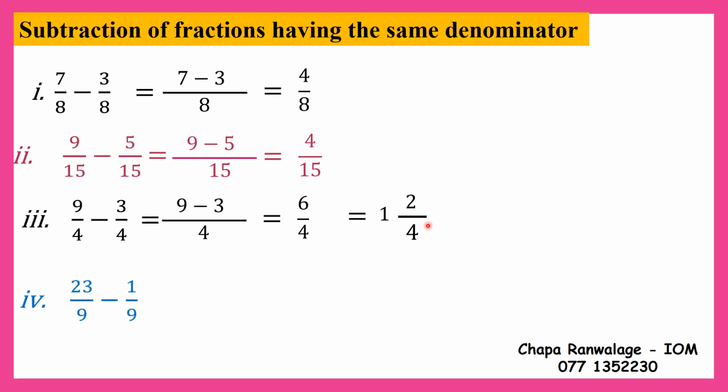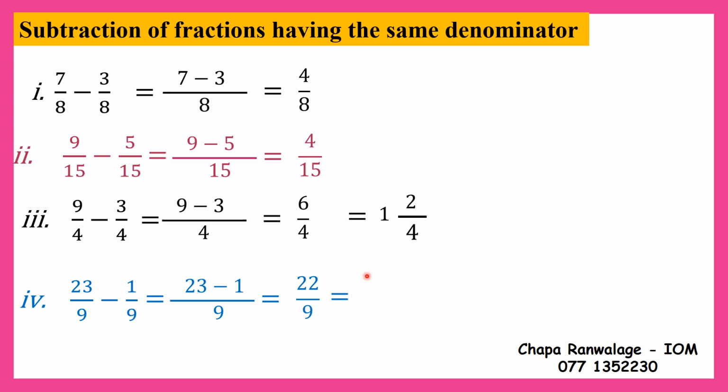And the fourth case is 23 over 9 minus 1 over 9. Again, the same process. The denominators are equal. Then the common denominator is 9. And we can simplify the numerators by subtracting 1 from 23. So 23 minus 1 equals what? 22. So 22 over 9. Again, the same problem. The numerator is larger than the denominator. Then again you have to convert this into a mixed number.